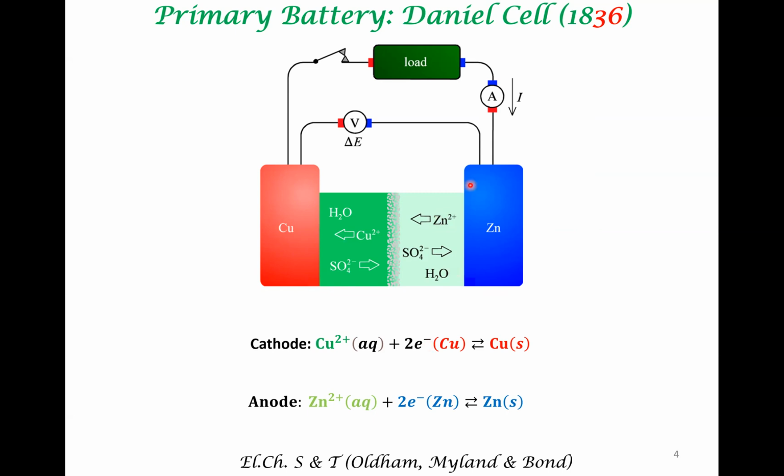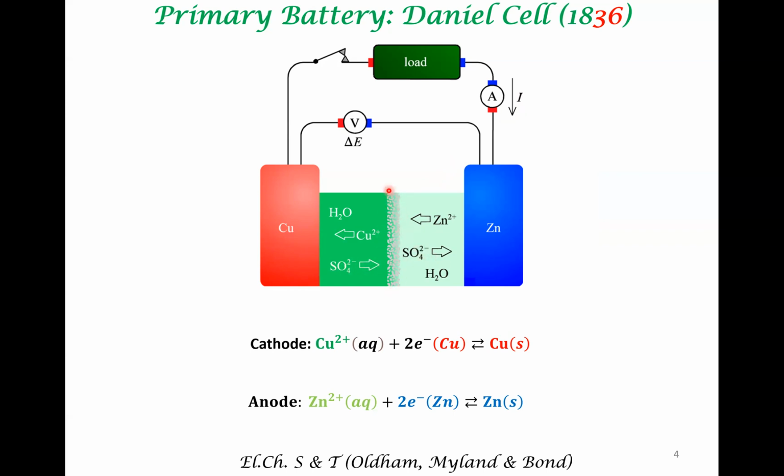And the 2 electrons are given to the wire. So the direction of the electronic current is in this direction. The conventional current is in the opposite direction. And in addition, the anion sulfate is also transported across the electrolyte.